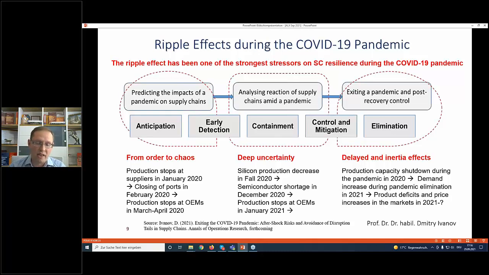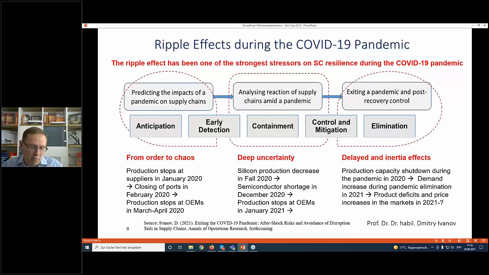So on one hand, we have fluctuations of demand, fluctuations of supply, of logistics. This is something which supply chain managers have not seen for the last 2-3 decades, and it creates a lot of challenges.